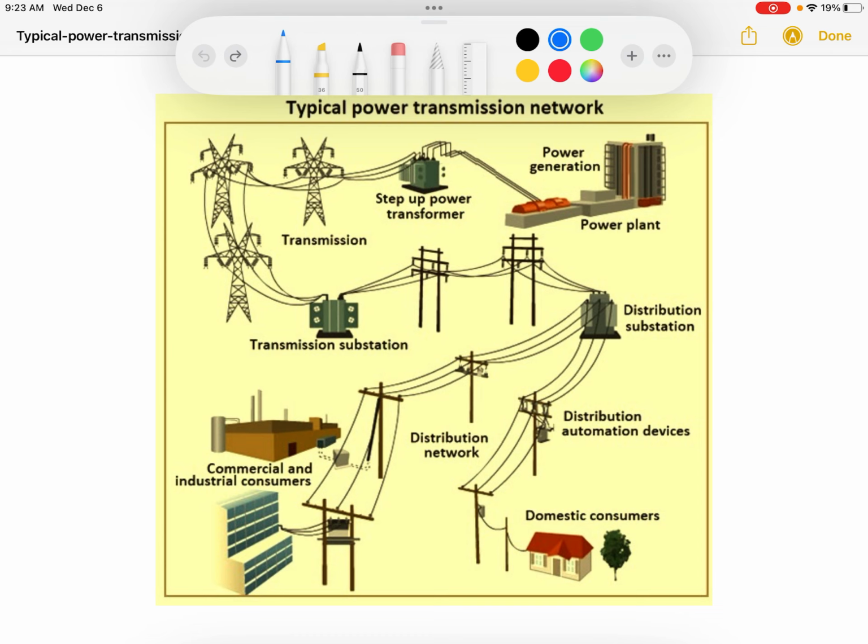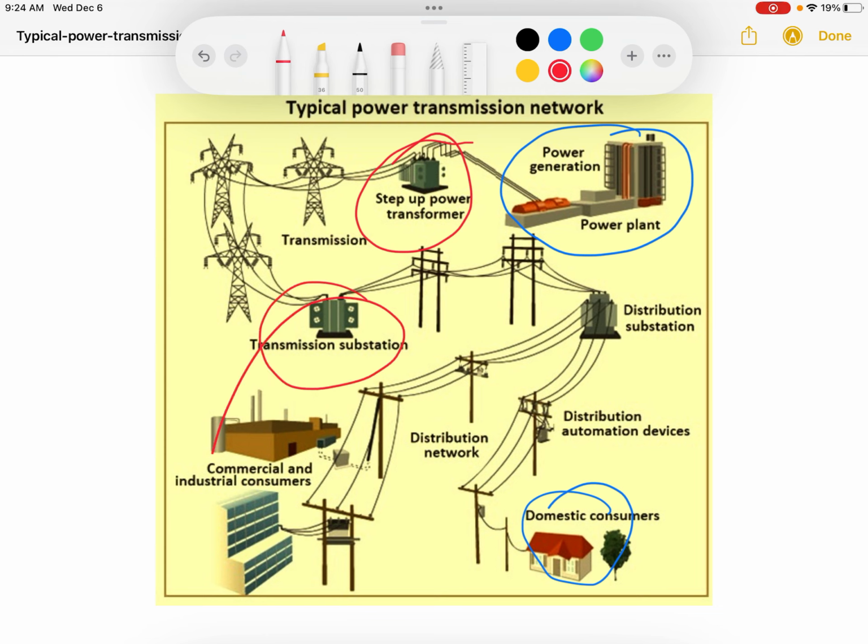Without transformers, we will not be able to receive the power from the power plant. So this is the power plant, and this is us, the domestic customers. In this typical power transmission network, we could see five different types of transformers. We have the step up power transformer. We also have one from the substation. This is a step down transformer, and another transformer in the distribution substation is another step down transformer.